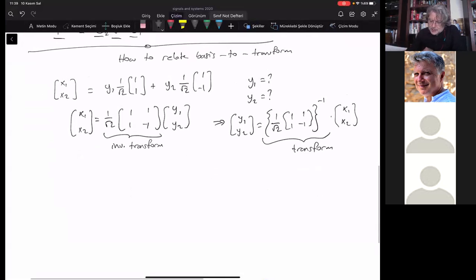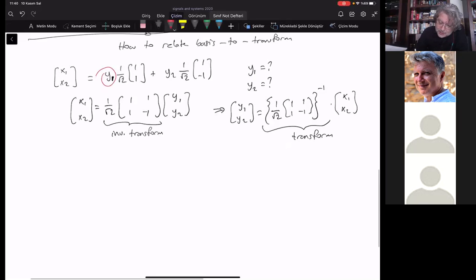So these are the transform and the inverse transforms. But there is an easy way for this particular example and for most of the other particular examples. Can you find y1? With this set of equations, can you determine it from x1 and x2? And the answer is yes, as long as (1, 1) and (1, -1) are orthogonal to one another, and they have unit norm.